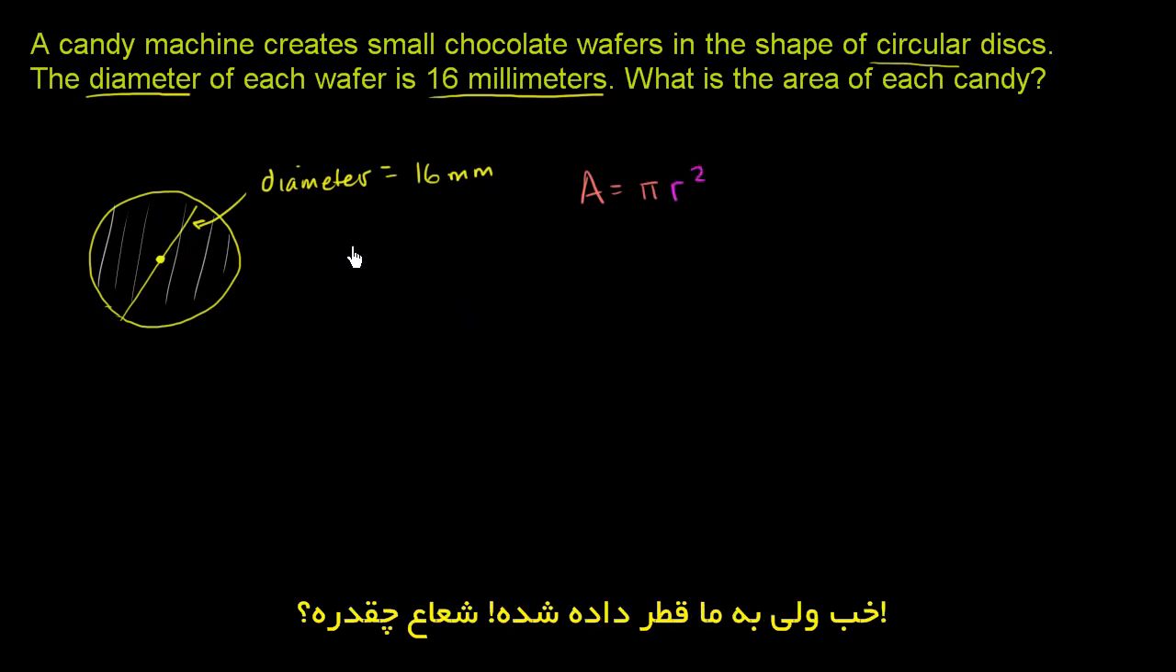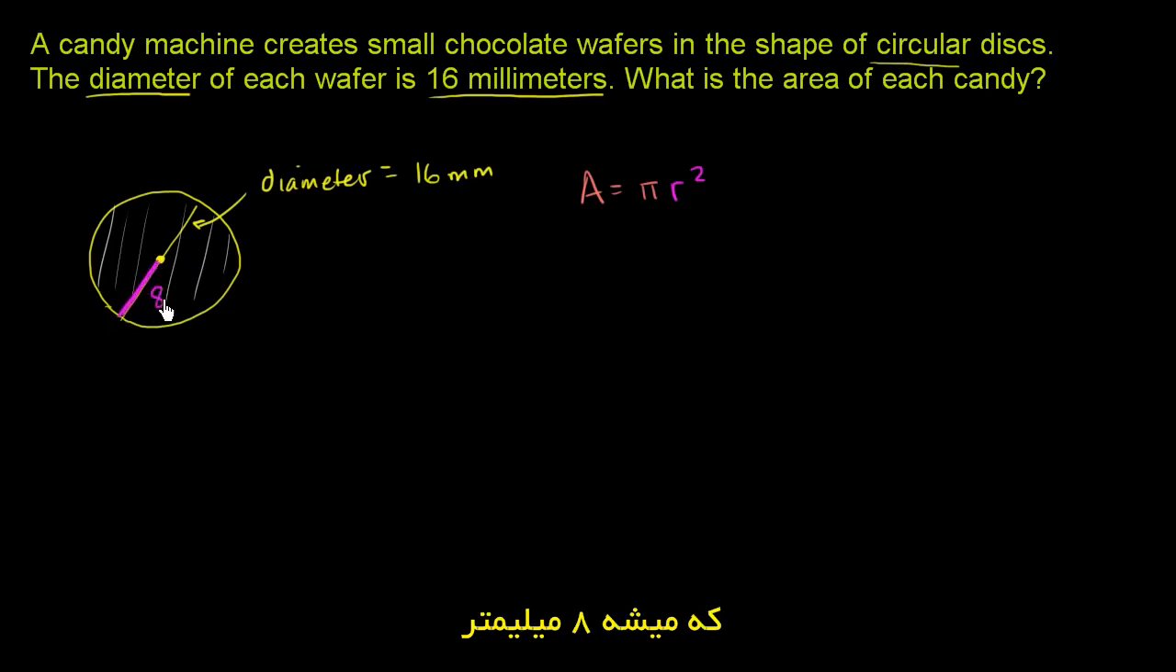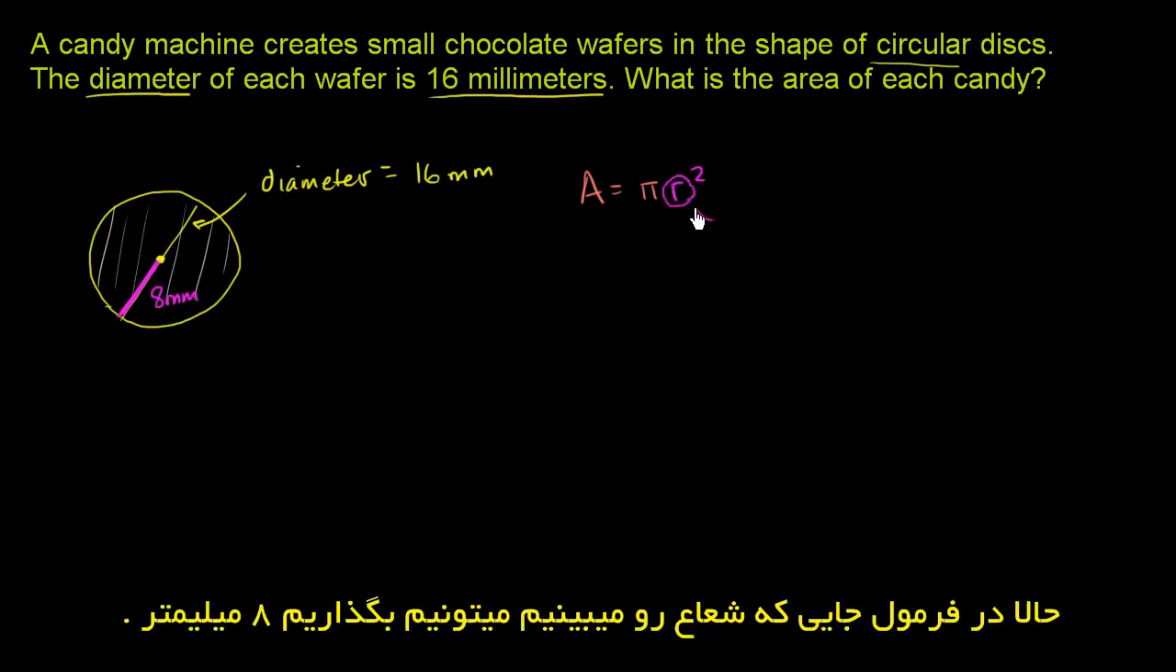And you say, well, they gave us a diameter. What is the radius? Well, you might remember the radius is half of the diameter. It's the distance from the center of the circle to the boundary of the circle. So it would be this distance right over here, which is exactly half of the diameter. So it would be 8 millimeters. So where we see the radius, we could put 8 millimeters.